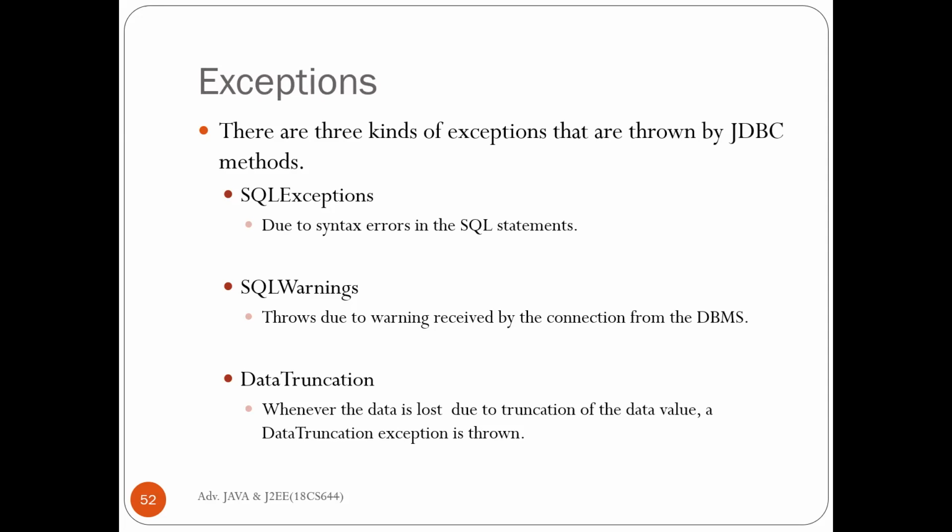Then the other Java types we can use are Boolean, byte, short, integer, long, float, double, binary array, date, time, timestamp. So for each SQL data type, we'll have a corresponding Java type also. That type we can use in set and get methods, and also the update methods. The various exceptions that are there in Java to support SQL are SQL exceptions, SQL warnings, and data truncation.